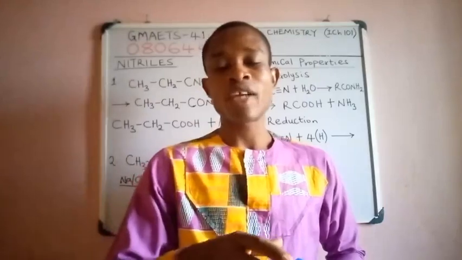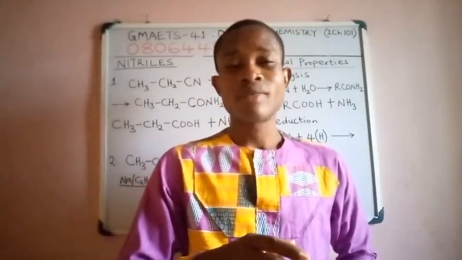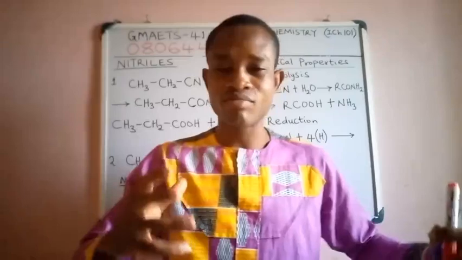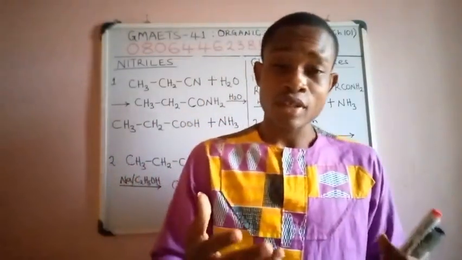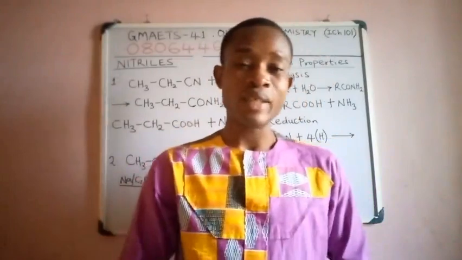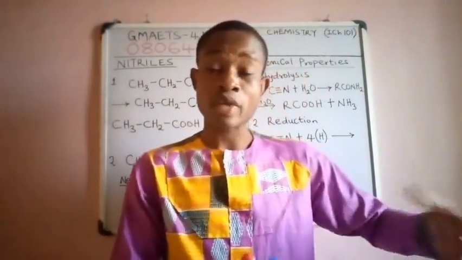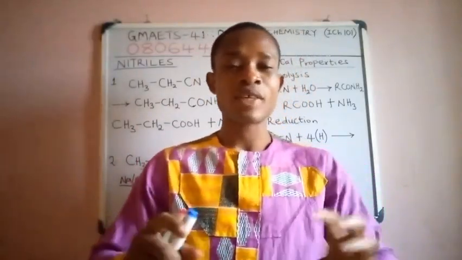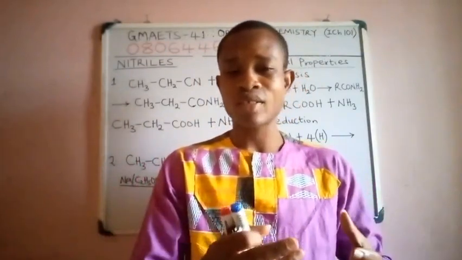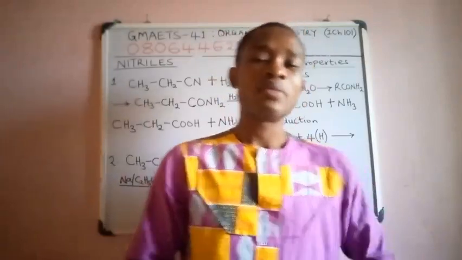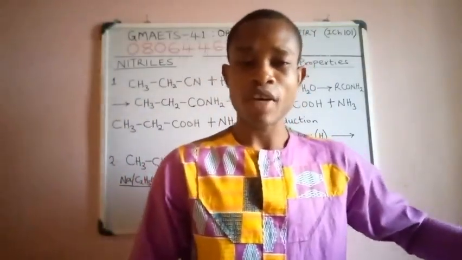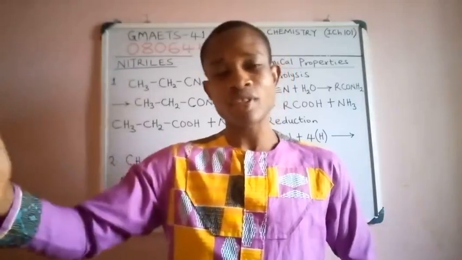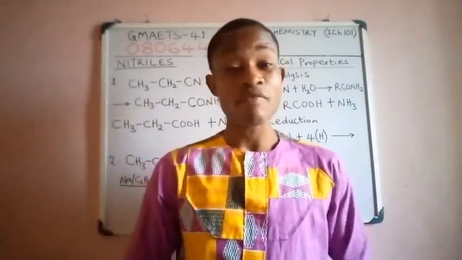Also, the boiling point of nitriles is very high. If you compare with the alkanes, you'll see a lot of differences in terms of the boiling point. For example, butane and propanonitrile. Butane is an alkane. Propanonitrile is a nitrile. Their molecular masses are relatively close. But butane boils at minus 0.5 degrees centigrade, while propanonitrile boils at 97 degrees centigrade. You can see the difference is very far.